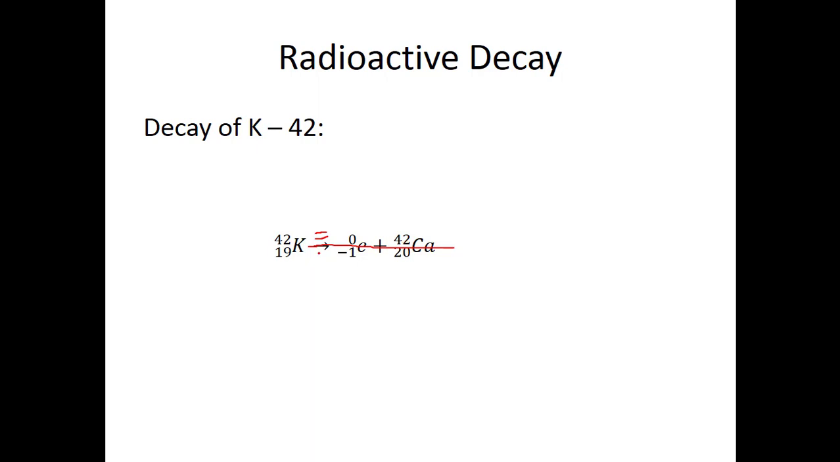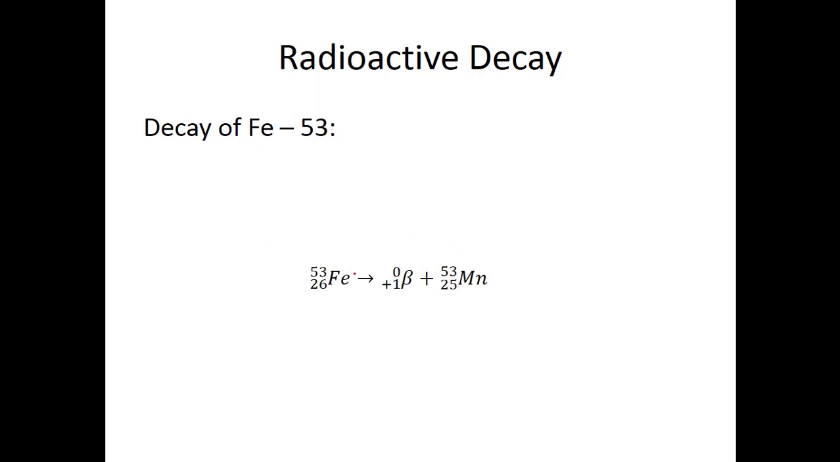Looking at 19 as my atomic number, but I'm at -1, so I must add 20 in order to get to 19, because 20 plus -1 is 19. Well, who owns the rights to atomic number 20? Is Ca, and that of calcium. Again, masses are equivalent, and the atomic numbers must be equivalent.